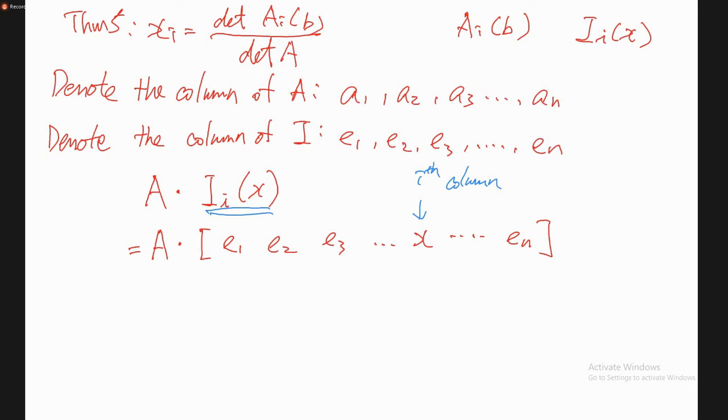So many I's. Capital I, subscript i, X, is the identity matrix, and in particular, the ith column is replaced by the column matrix X. So I would like to put the identity matrix in this way. So why do we have this? Let's take a look.